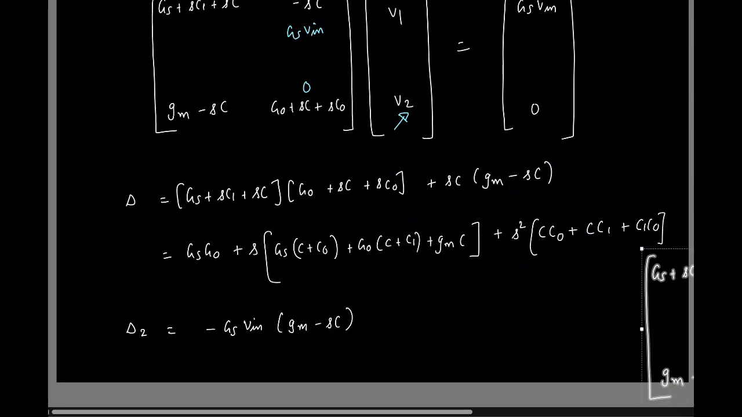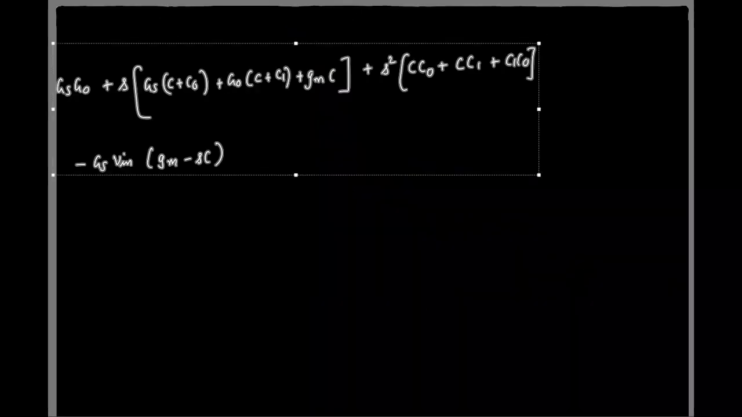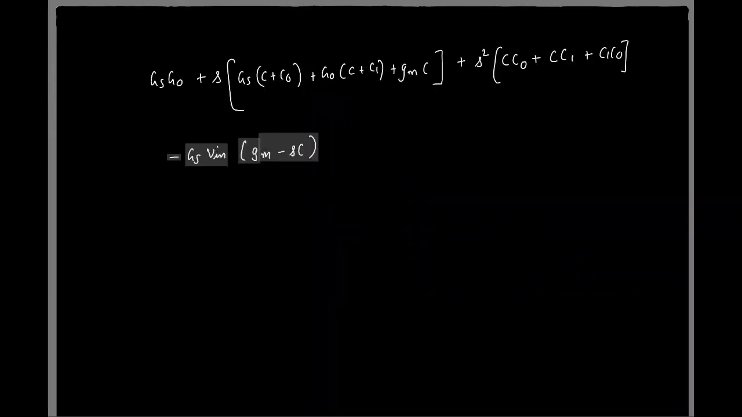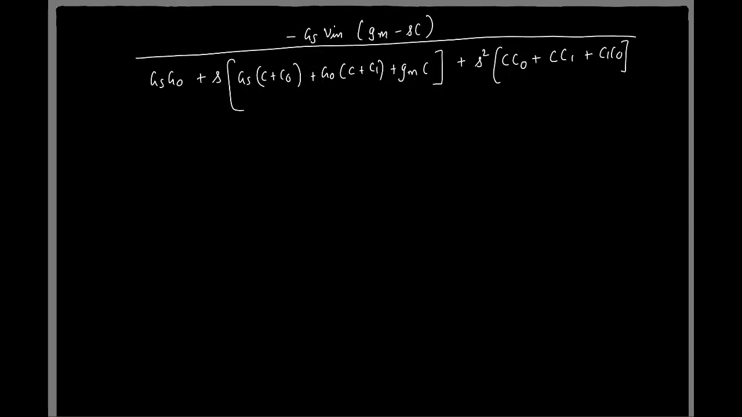Oops, I think I made a mistake. Copy. So I'll do this. Okay. So this is the output V2 of S. So if I want to find the transfer function, I'll basically divide it by Vin. So Vin goes off. And this is the transfer function. Okay, simple manipulation.